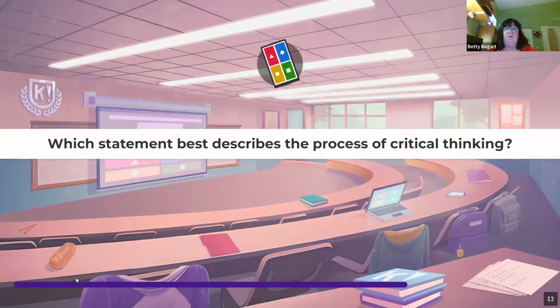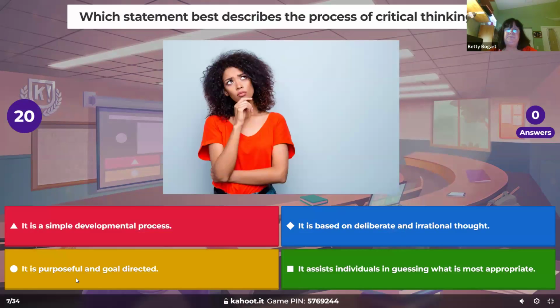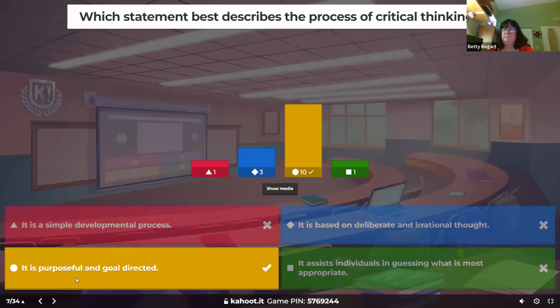Which statement best describes the process of critical thinking? It's purposeful, it's goal directed. I mean, we do it every day. You're thinking, okay, what's for dinner? What am I going to do? Do I have to go to the grocery store? What do I have home? What can I pick up? This is all critical thinking. And the goal is what we're having for dinner.